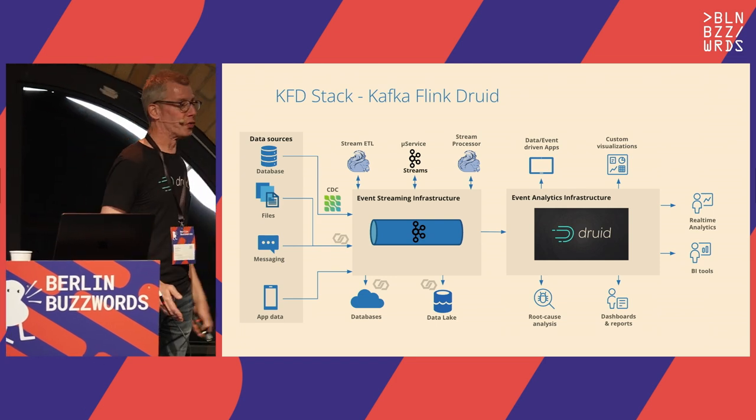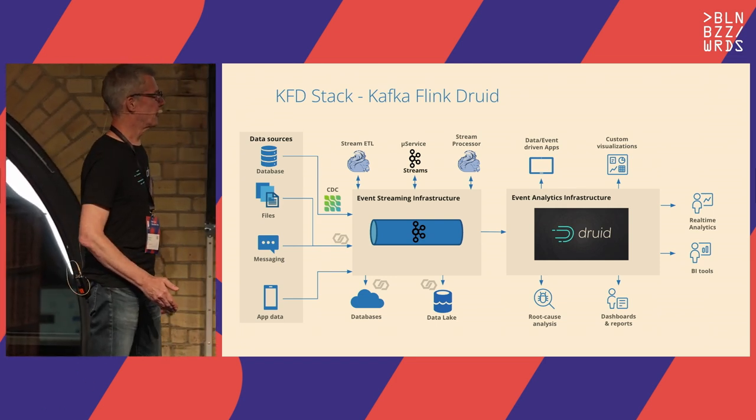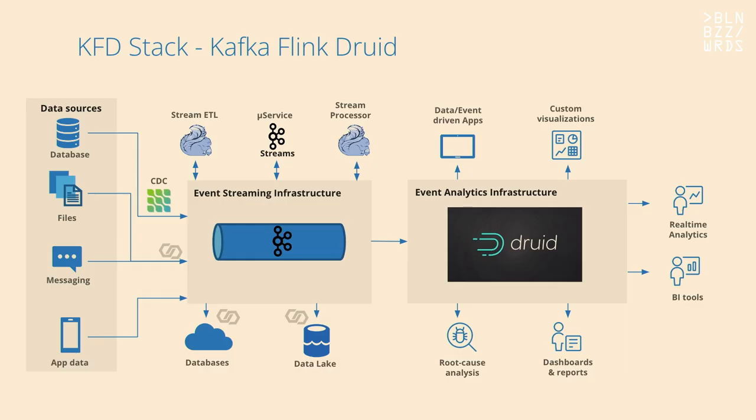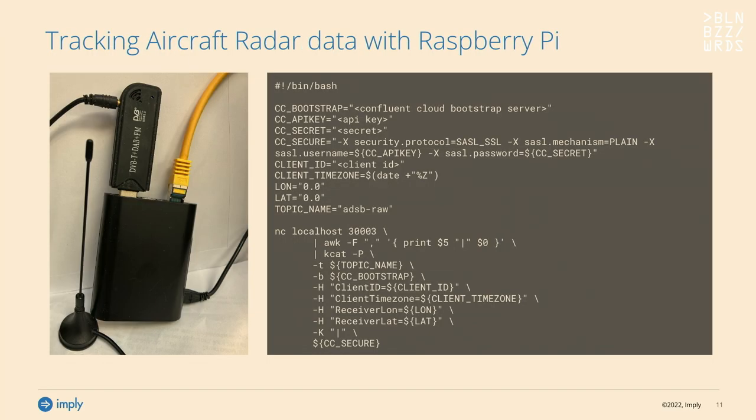So, Druid is a crucial component of this streaming analytics architecture. And now we need to stream in some data. What kind of data are we going to use? Well, I could use a data simulator, but I found that quite boring. So actually what I did is, what probably many people have done, you take a Raspberry Pi, and a fairly small one is actually good enough. I think I am running a 2B model here.